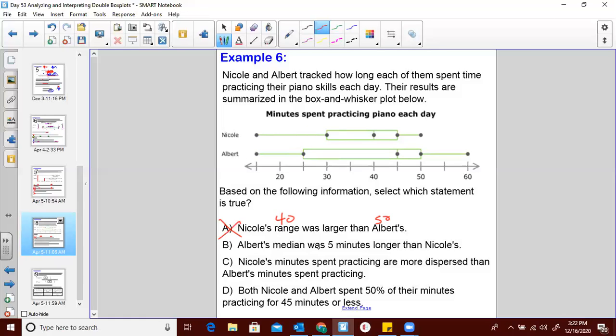Albert's median was 5 minutes longer than Nicole's. Well, here's Albert's median.